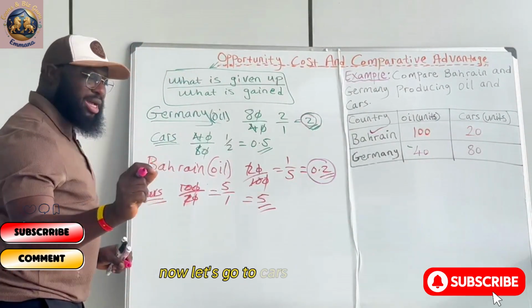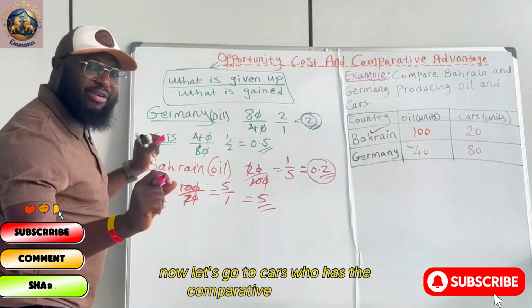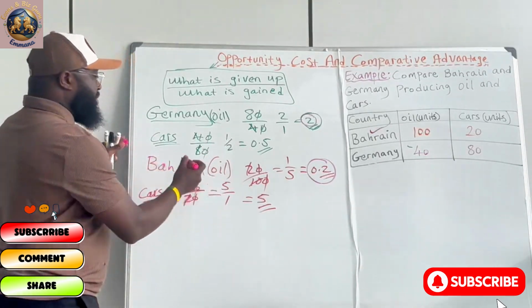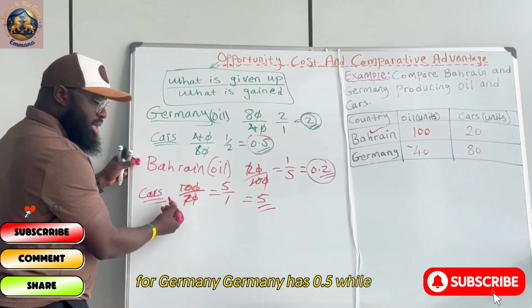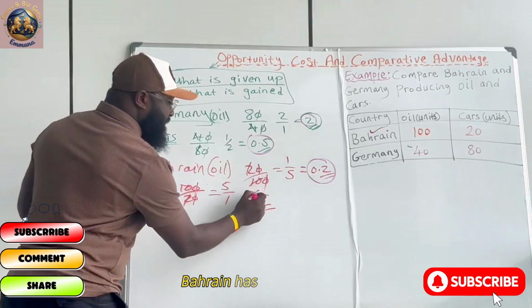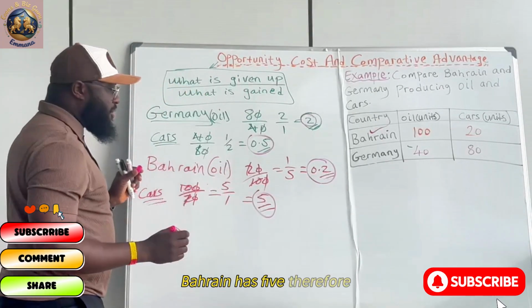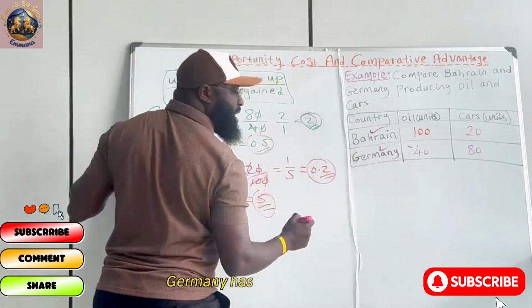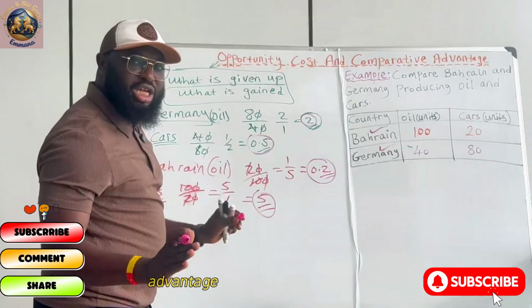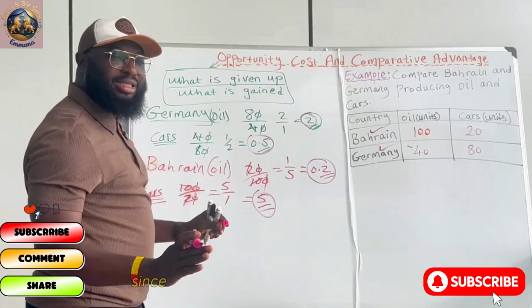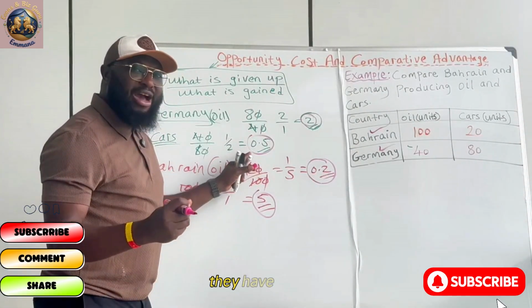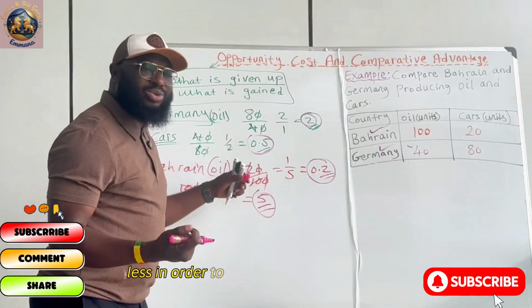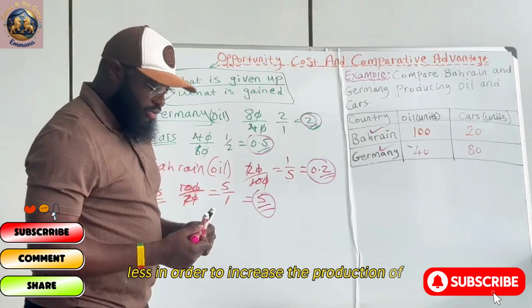Now, let's go to cars. Who has the comparative advantage in the production of cars? For Germany, the opportunity cost is 0.5, while Bahrain has 5. Therefore, Germany has the comparative advantage in the production of cars since they have a lower opportunity cost. They have to give up less in order to increase the production of cars.